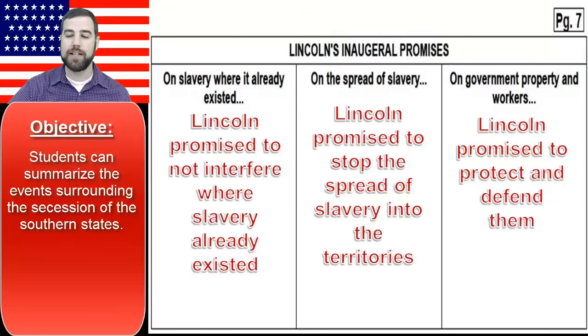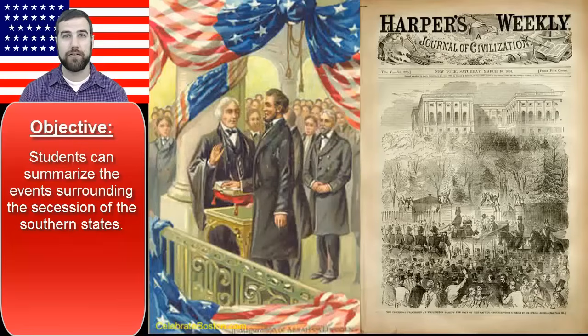So Abraham Lincoln is president, even though a number of states have left our country, and is hoping to have them come back peacefully without bloodshed. But we're going to find out later that that's not going to be possible with the attack on Fort Sumter.